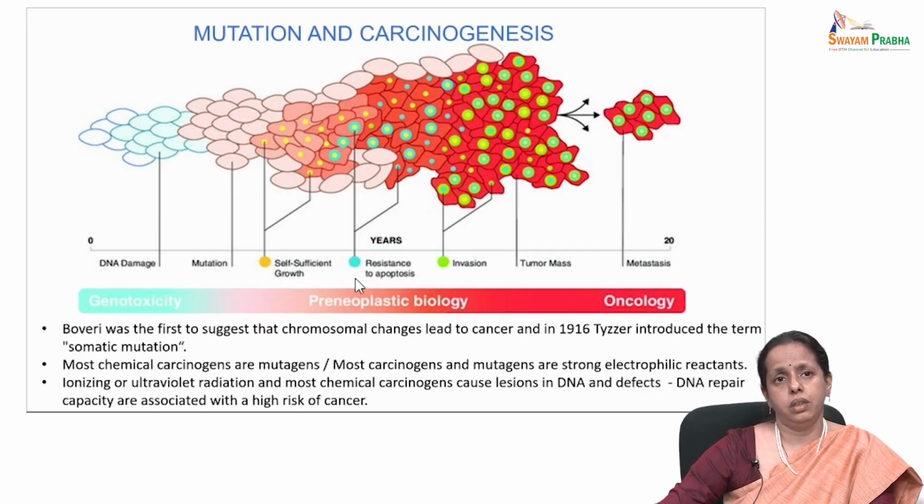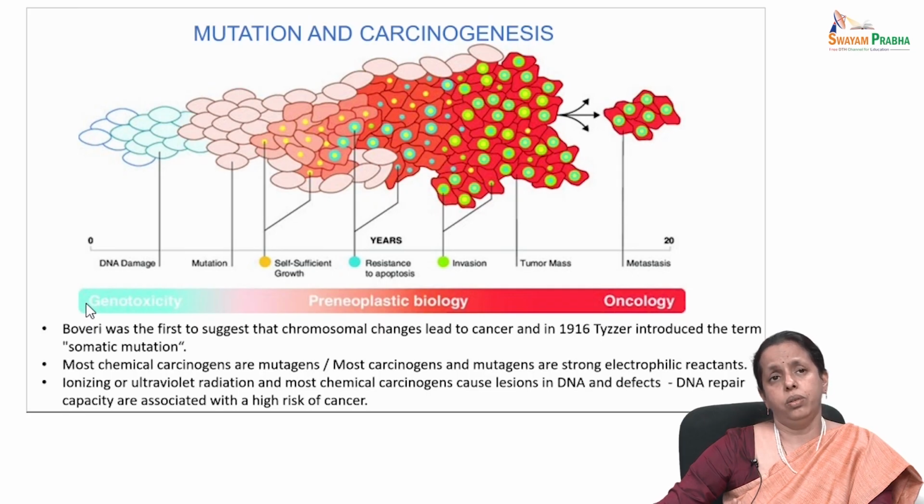And over the years, these cells are getting resistance to apoptosis. And then further, they will slowly go invasive. So, in this process, again, as you remember, there will be an increase in tumor mass. And as the tumor mass increases, you will have your angiogenesis. And then once it increases, they will metastasize.